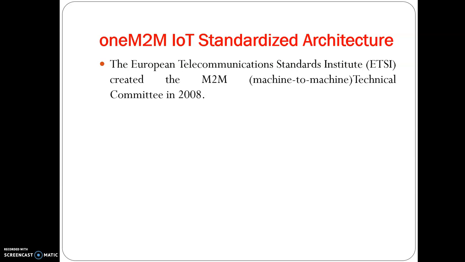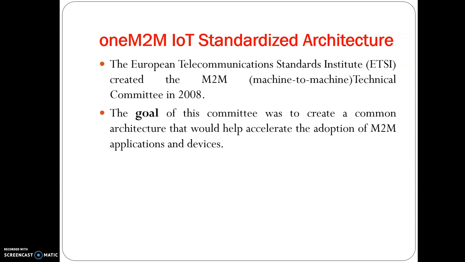In an effort to standardize the rapidly growing field of machine-to-machine communication, that is M2M communication, the European Telecommunications Standards Institute, called ETSI, created the M2M Technical Committee in the year 2008. The goal of this committee was to create a common architecture that would help accelerate the adoption of M2M applications and devices. The scope has expanded to include the IoT, that is Internet of Things.